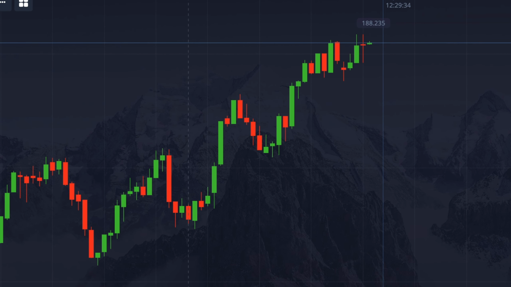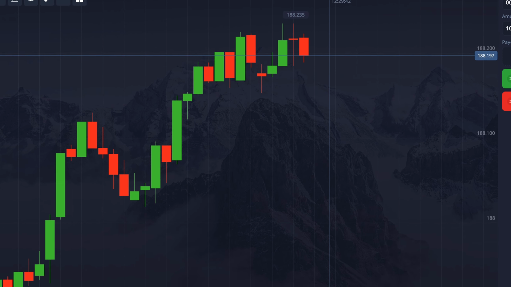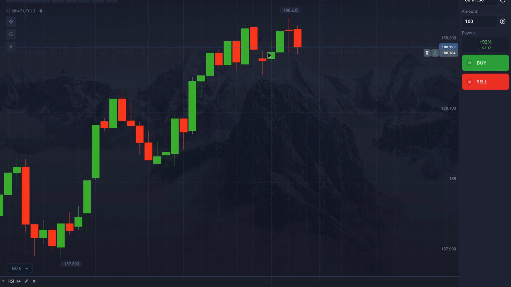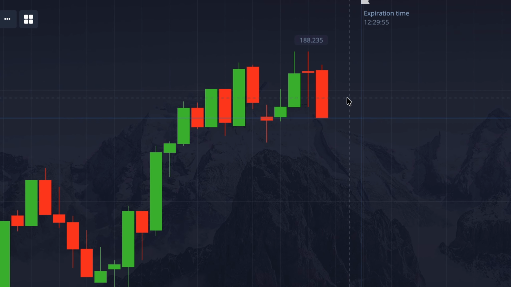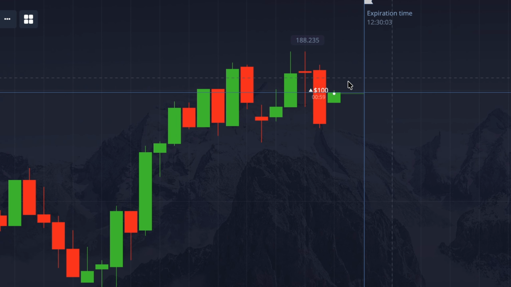So the logic is this. The market is moving up, then it pauses, pulls back a little, and if buyers appear again, you can consider a trade upward. But even here it's important to remember, this is not a guarantee. It's simply a more conscious approach than pressing a button randomly.